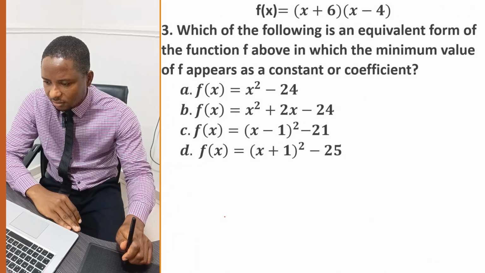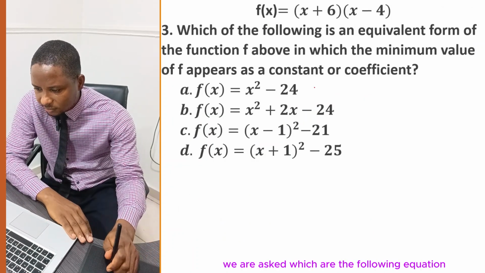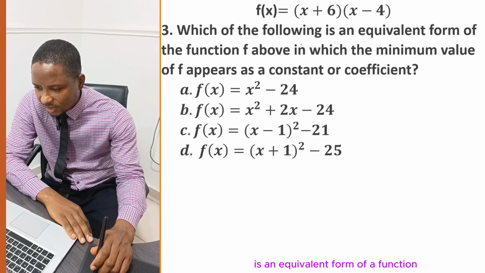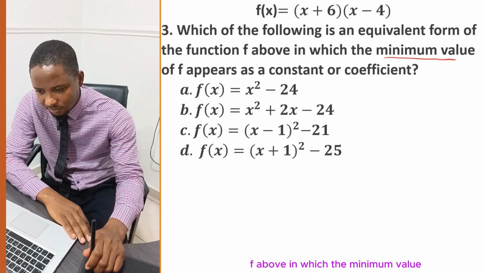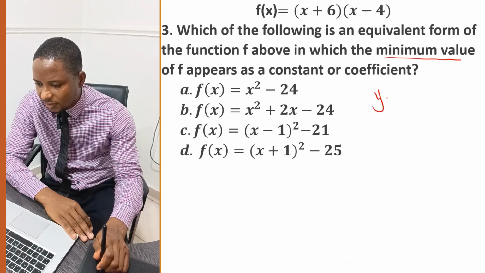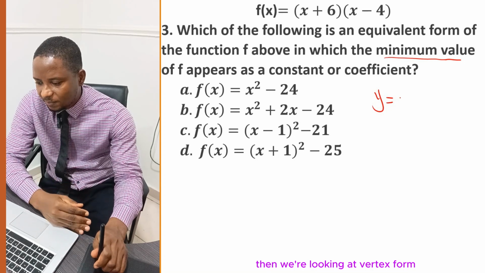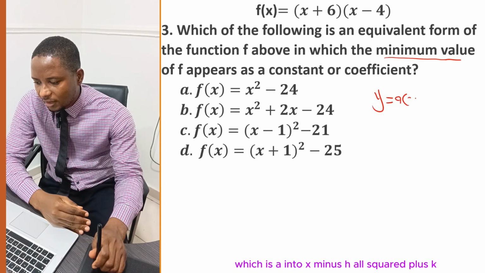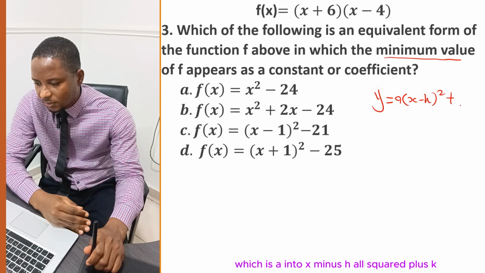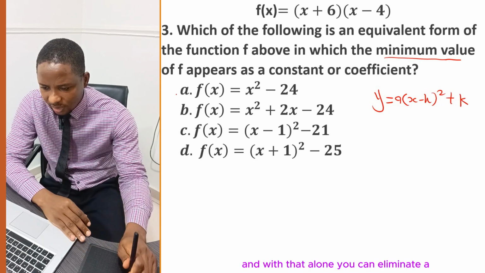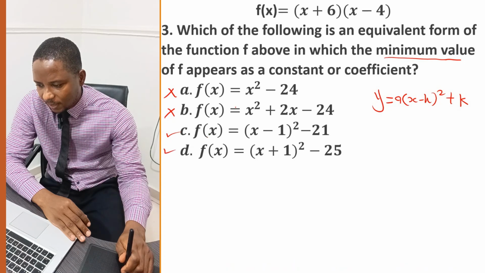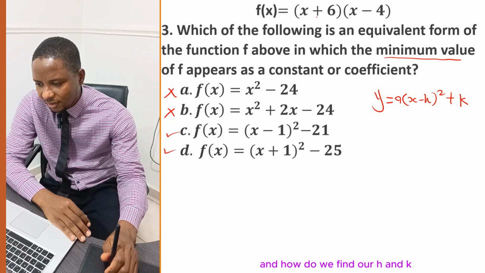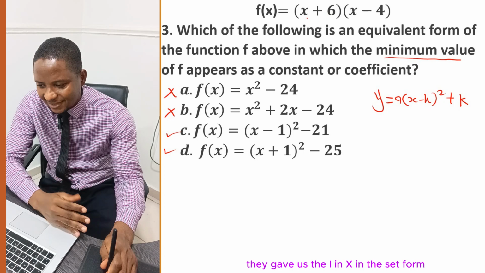Question 3. We are asked which of the following is an equivalent form of a function f above in which the minimum value is shown. Keyword: minimum value. When there's a minimum, then we're looking at vertex form, which is a times (x minus h) all squared plus k. With that alone, you can eliminate A and B, so your answer is between C and D. And how do we find our h and k? Look at the function they gave us. They are in x-intercept form.